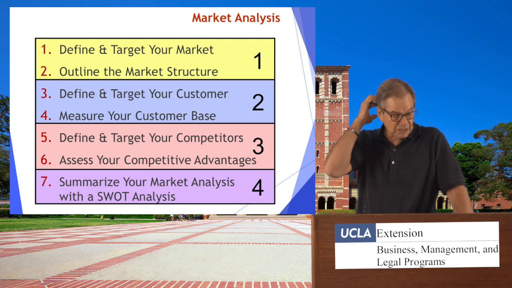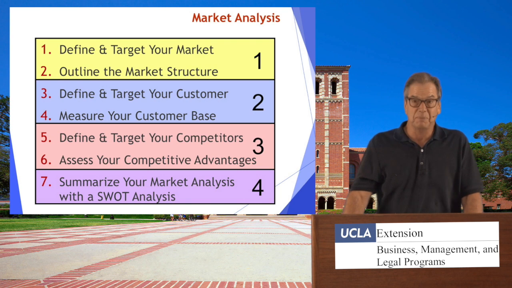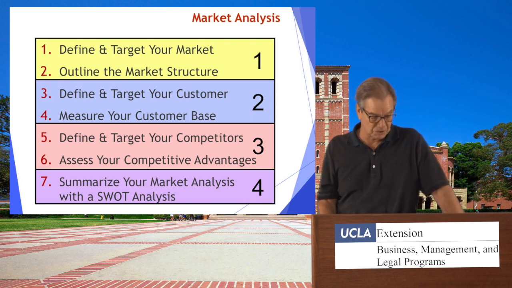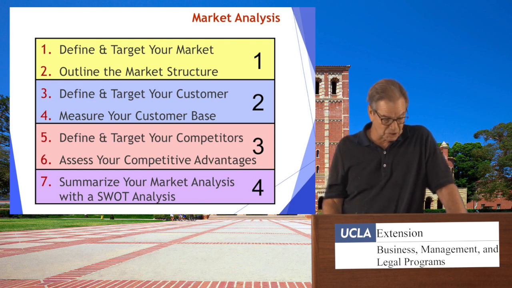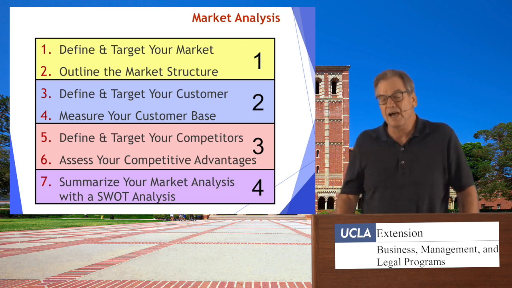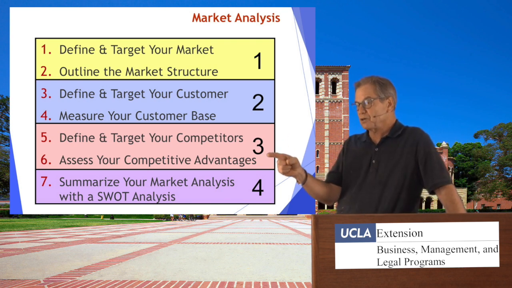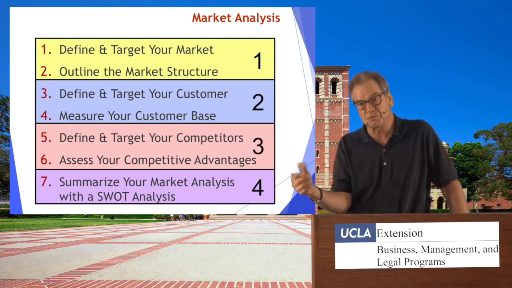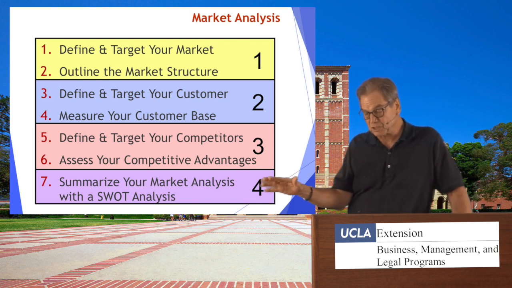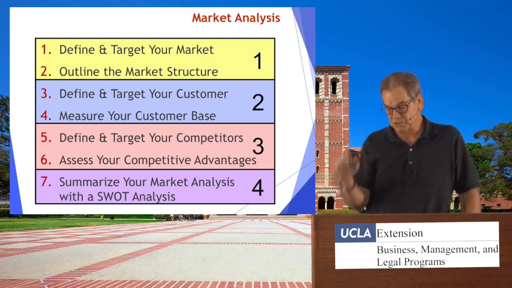The third step here is defining and targeting your competitors. Who's going to try to put us out of business? Who's going to undercut us? Who's going to look at us as competition? And so we then need to assess what advantages we have over those competitors. So who are competitors? What are their strengths, weaknesses, opportunities, and threats, etc.? What are our strengths, weaknesses, threats, and opportunities, etc.? SWOT analysis. And then how can we capitalize on any differences there?